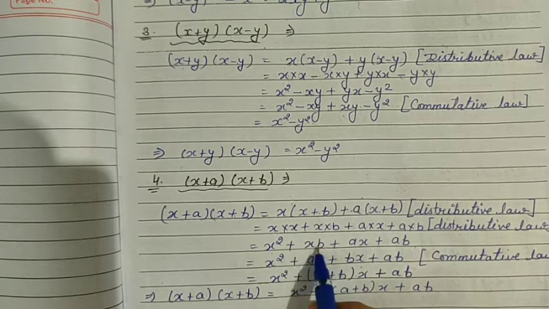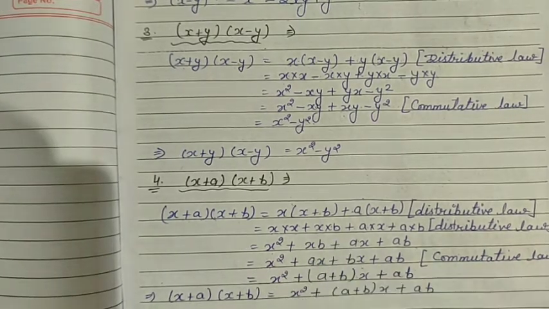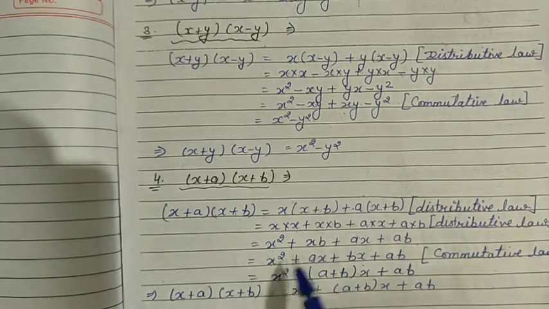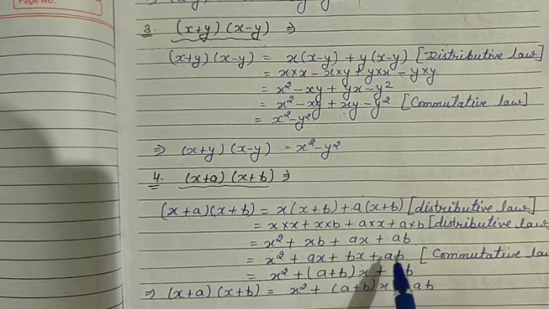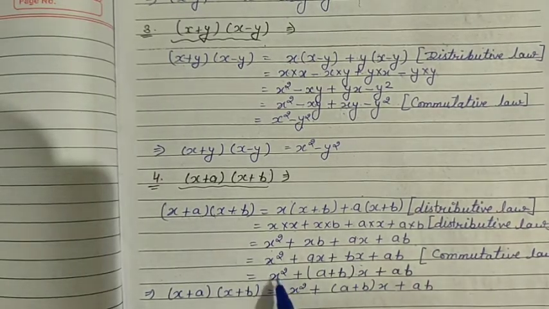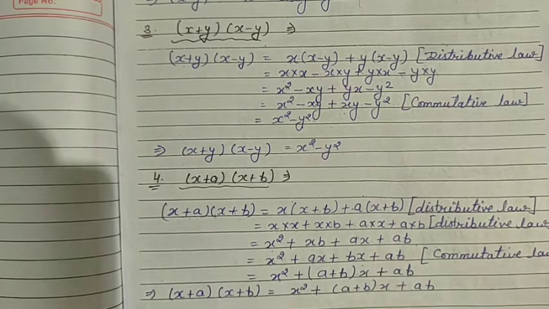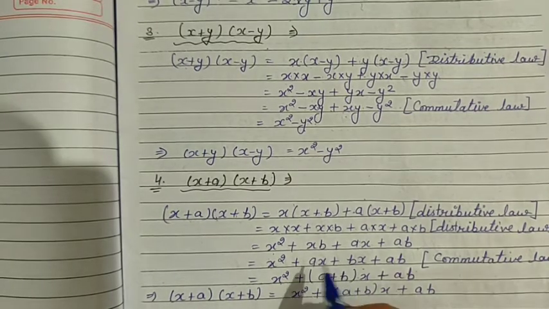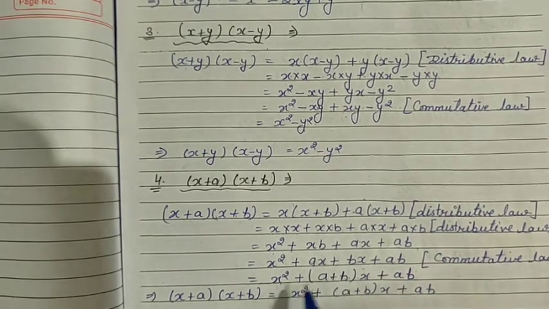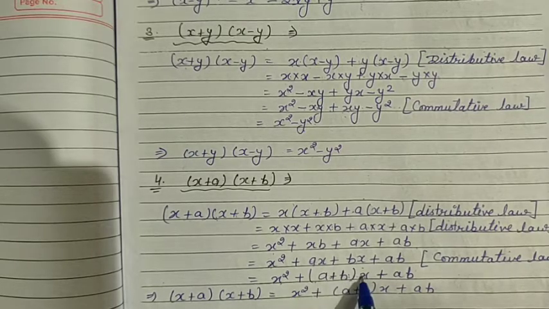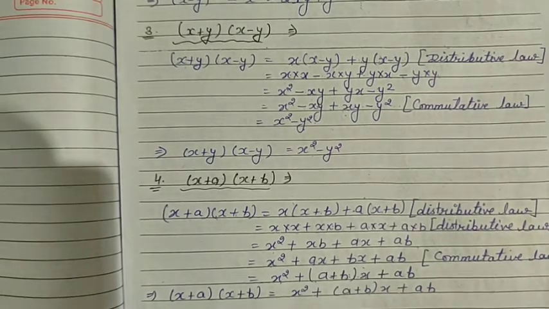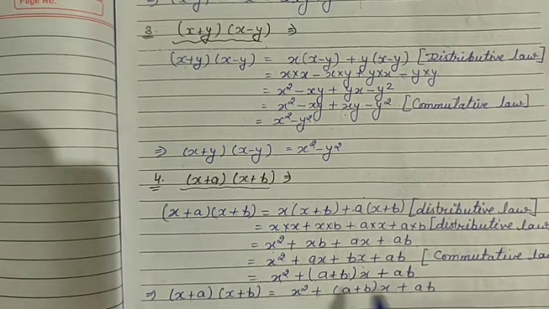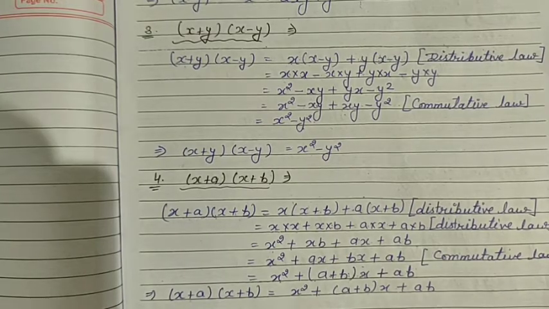Now x square, ax, xb is equal to xb plus ax is equal to ax plus xb. This is commutative law of addition. x square plus ax plus bx plus ab. So x square plus ab as it is, and ax plus bx. When we take common x, then we get a plus b. So x square plus a plus b, x plus ab. This is our fourth identity. x plus a into x plus b is equal to x square plus a plus b into x plus ab.